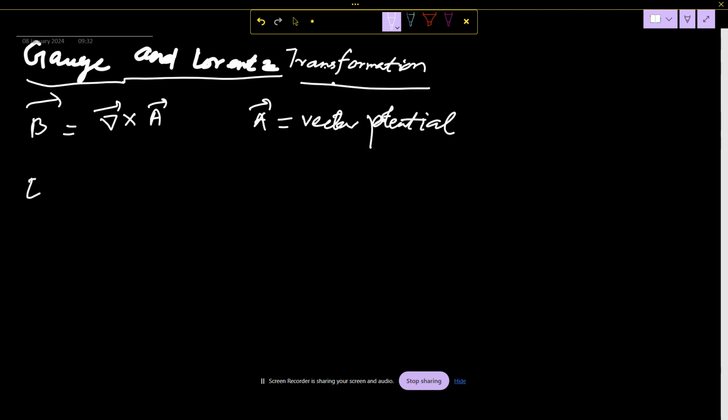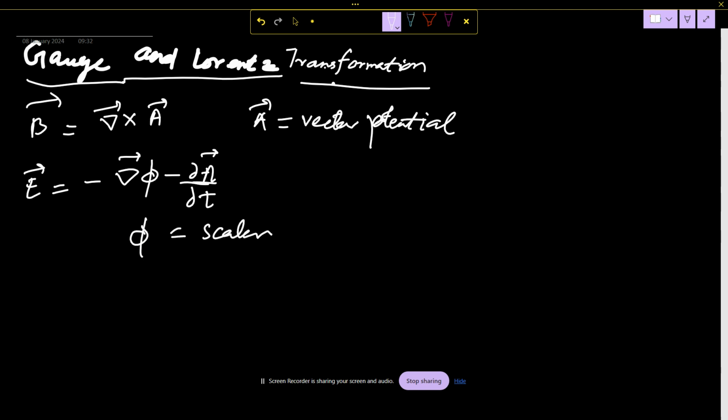Now, electric field is what? We know electric field is minus del phi minus del A by del T, okay? Where phi is your scalar potential, and A is your vector potential, as we have written already.